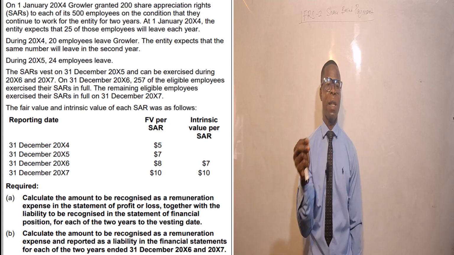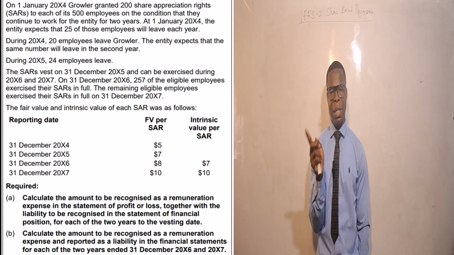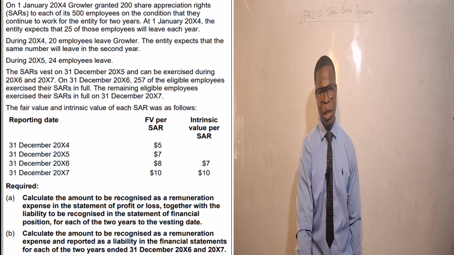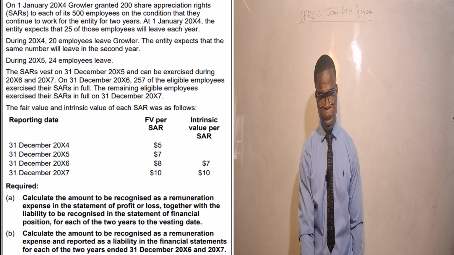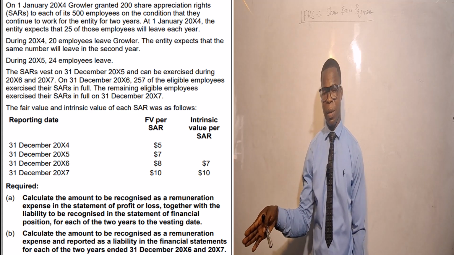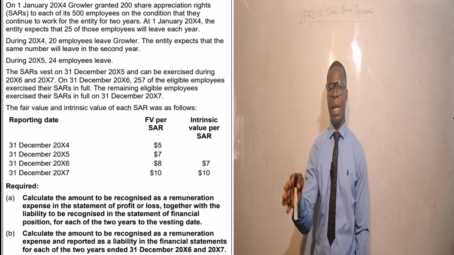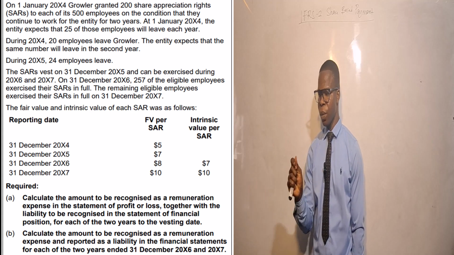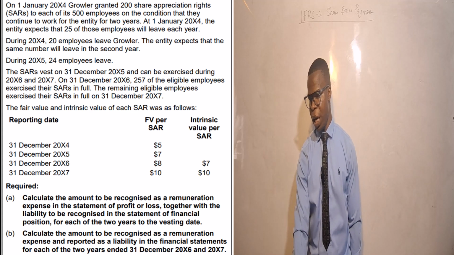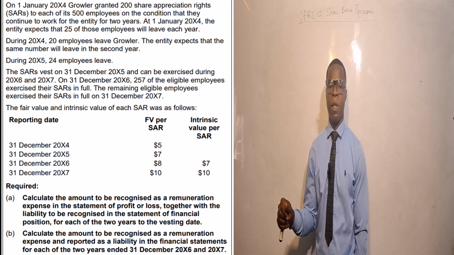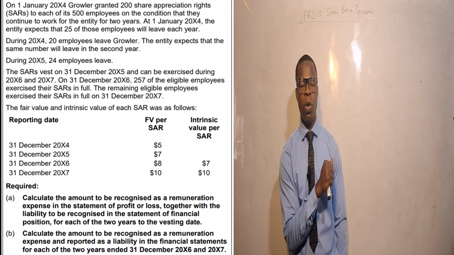If you look at the question, they have given the fair value of the share appreciation rights and their respective intrinsic value. At the date that all the employees will exercise their share appreciation rights, the intrinsic value and the fair value of the share appreciation rights are the same. And that is what we are basically seeing in this question. You can see that on the last day, which is 2017, the fair value of the share appreciation right and the intrinsic value is $10. Then the remaining eligible employees exercise their share appreciation rights in full on 31st December 2017. So let's look at how we are going to go by this question.